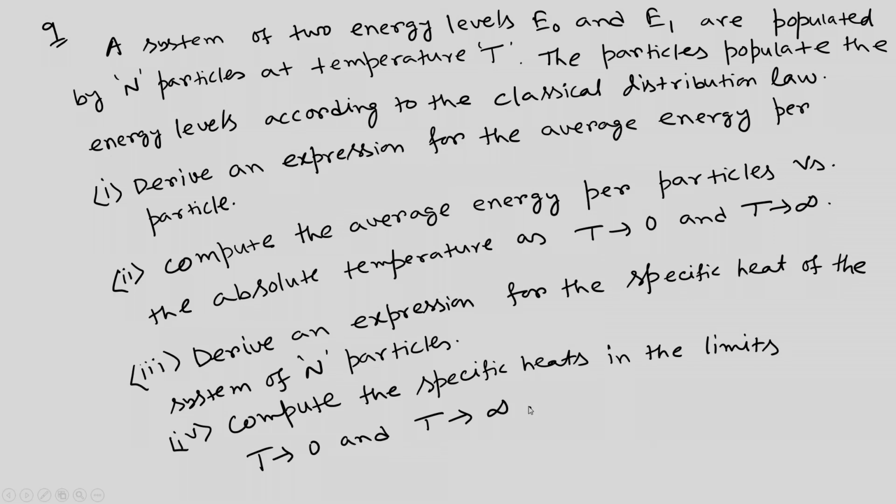So, problem number 9 says a system of two energy levels E0 and E1 are populated by n particles at temperature T. The particles populate the energy levels according to the classical distribution law. Derive an expression for the average energy per particle. This is the first problem. Second problem is compute the average energy per particle versus the absolute temperature as T goes to 0 and T goes to infinity. Problem number 3 is derive an expression for the specific heat of the system of n particles. And problem number 4 is compute the specific heats in the limits T goes to 0 and T goes to infinity.